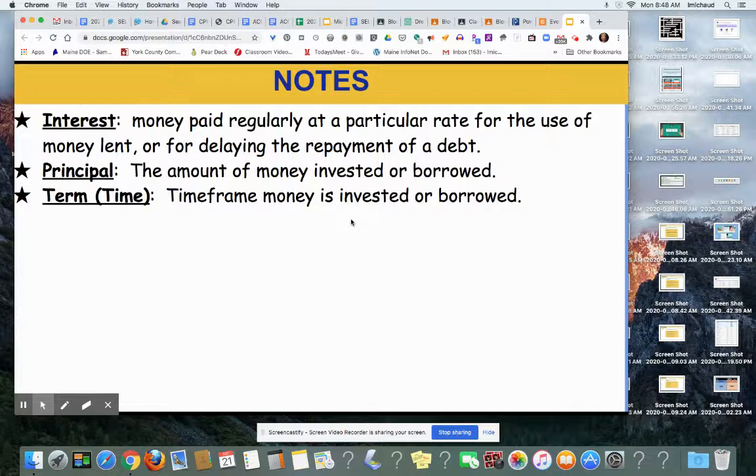Interest is money paid regularly at a particular rate for the use of money lent or for delaying the repayment of a debt. So it's either money you have to pay or money that you will earn. Principal is the amount of money that you invest or that you borrow. And the term or the time is the time frame the money is invested or borrowed.